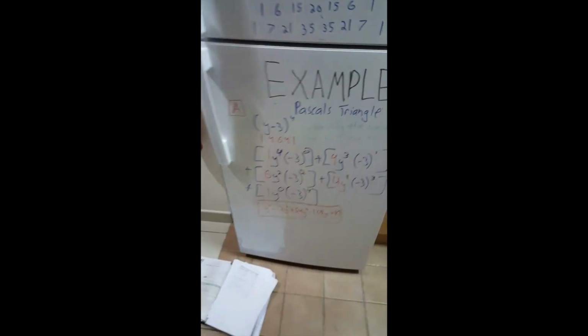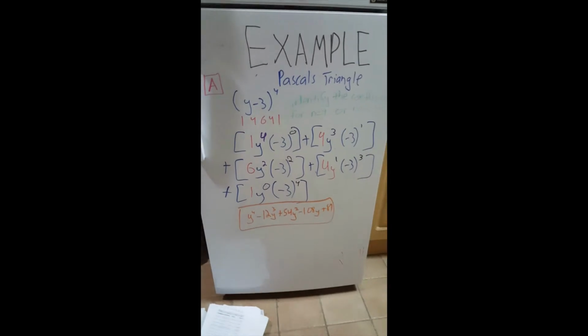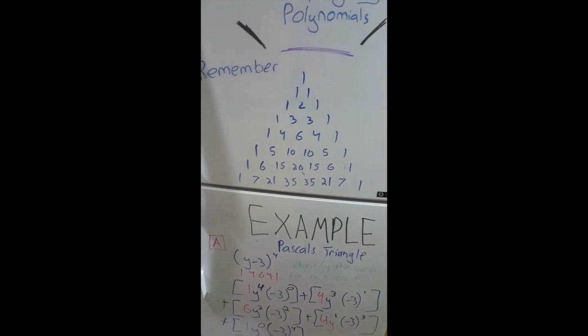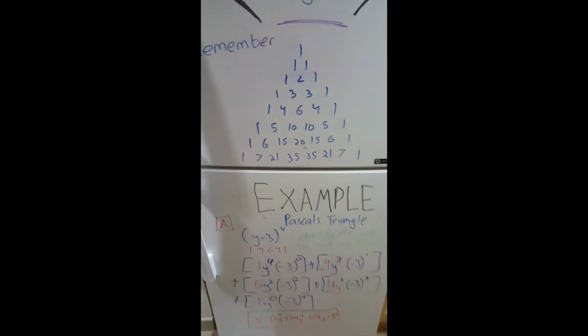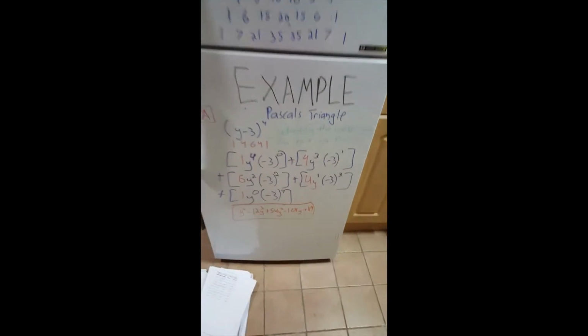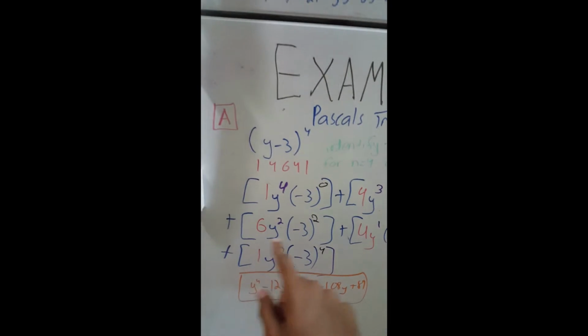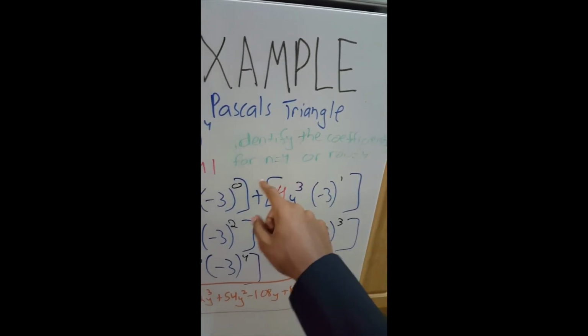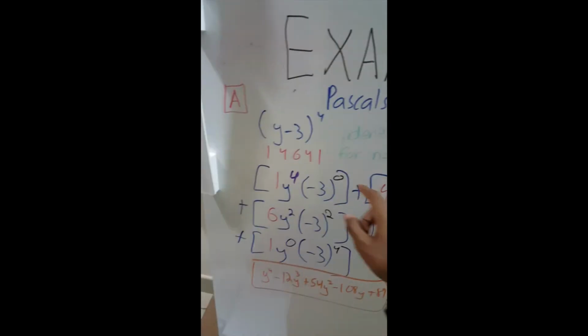For our final example, I'll be explaining how to do Pascal's triangle. This is a picture of Pascal's triangle all the way to row 7. So in Pascal's triangle, an example is y minus 3 to the power of 4. First, we identify the coefficients for n equals 4, or row 4.